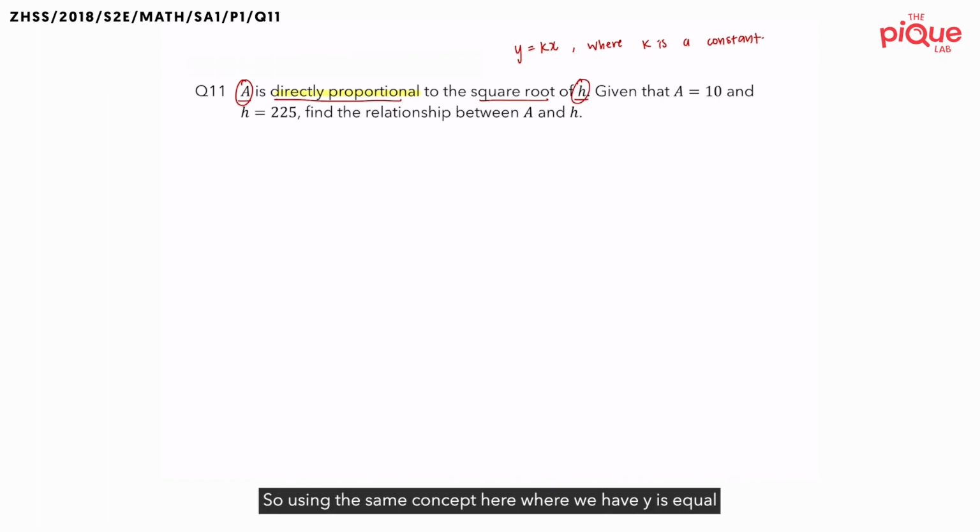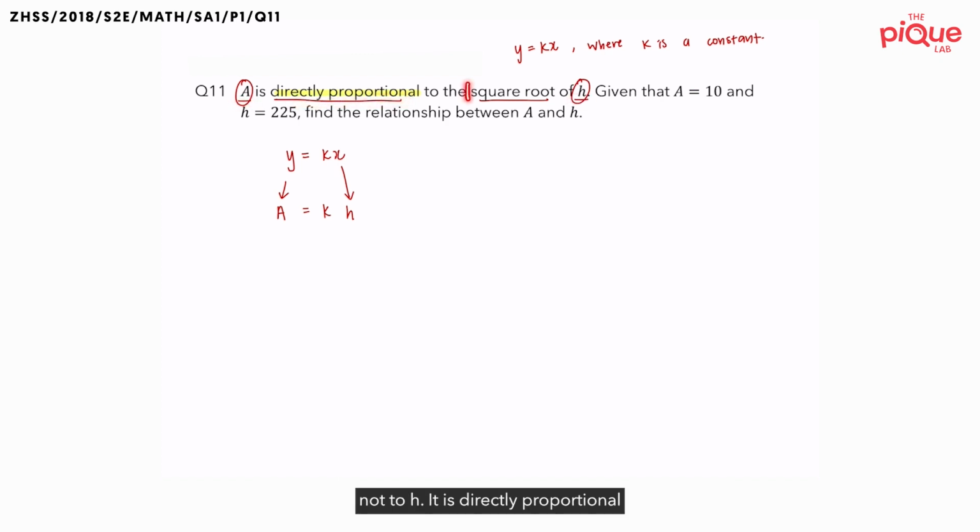So using the same concept here, where we have y is equals to kx, we will replace y with A, okay, and k would remain. And meanwhile, x will be replaced by h. Now, is this correct? Remember, the question says that A is directly proportional not to h, it is directly proportional to the square root of h. So, A cannot be equals to kh, it has to be A is equals to k times the square root of h. Clear so far?